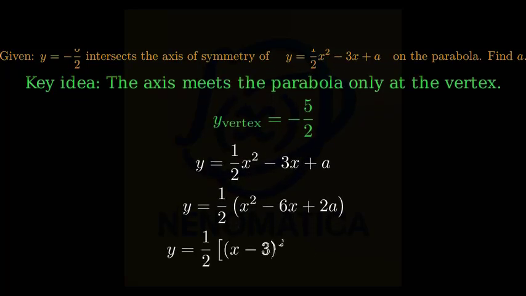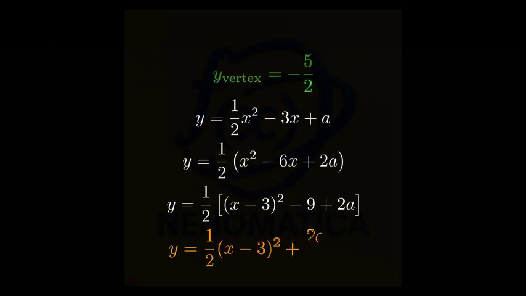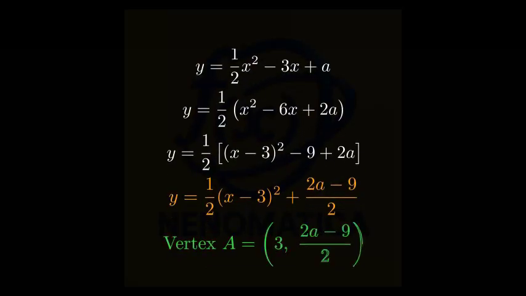Start with y equals 1/2 x squared minus 3x plus a. Factor out 1/2: y equals 1/2 times the quantity x squared minus 6x plus 2a. Now complete the square inside. x squared minus 6x equals (x minus 3) squared minus 9. So we get y equals 1/2 times (x minus 3) squared plus (2a minus 9)/2. From this vertex form, the vertex is at x equals 3 and y equals (2a minus 9)/2.